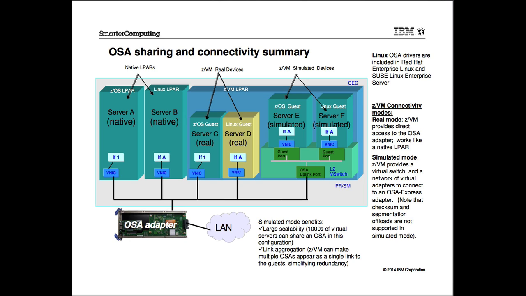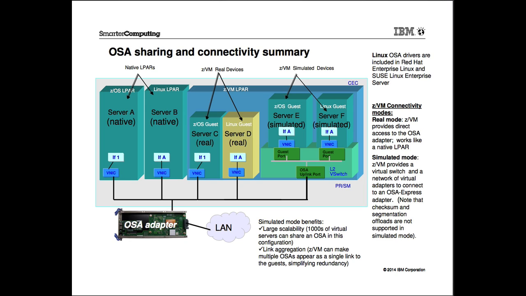In simulated mode, which is the two guys on the right, z/VM actually provides an internal LAN, which is called a guest LAN, and they also have what they call a vSwitch or a virtual switch, so that each guest has an interface on the virtual LAN, and then there's a single uplink port that z/VM provides, so that they think they're talking directly to the OSA adapter, but they're really on this internal network.